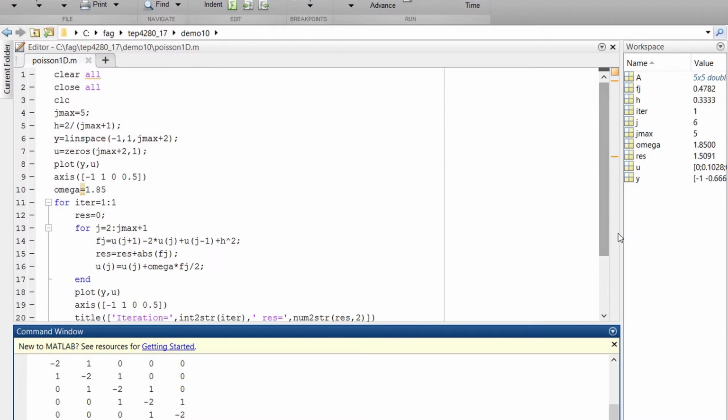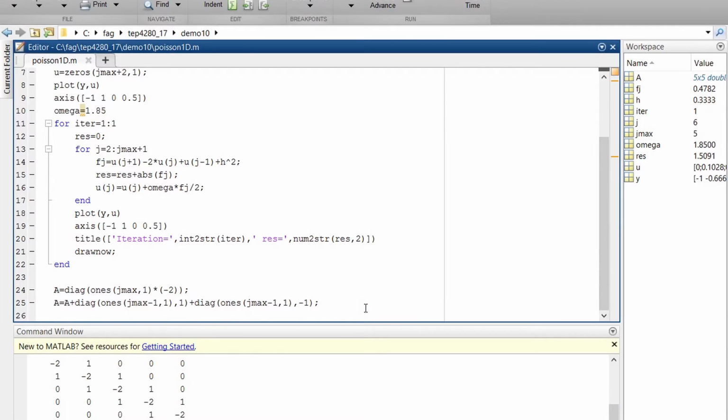That was the coefficient matrix. Then you're going to need the right-hand side. It's always called B for some reason. B is also ones of j max, comma 1, but then you multiply it with minus h squared. That's it. There we have everything we need to solve the equation system.